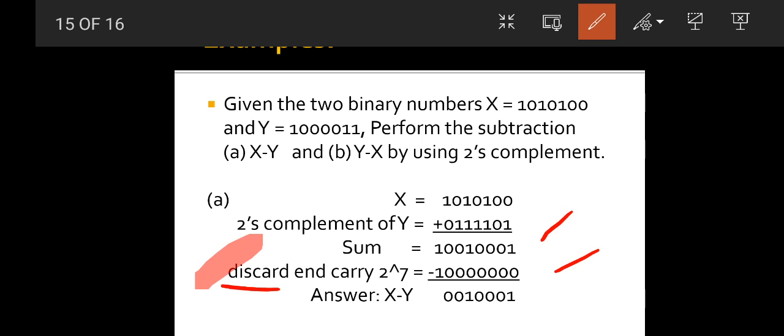So when you subtract, 1 minus 0 is 1, 0 minus 0 is 0, 0 minus 0 is 0, 0 minus 0 is 0, 1 minus 0 is 1, 0, 0, 0, 0, 1 minus 0 is 0. So that's why your answer is 0, 0, 1, 0, 0, 0, 1. That is your answer for x minus y using 2's complement.